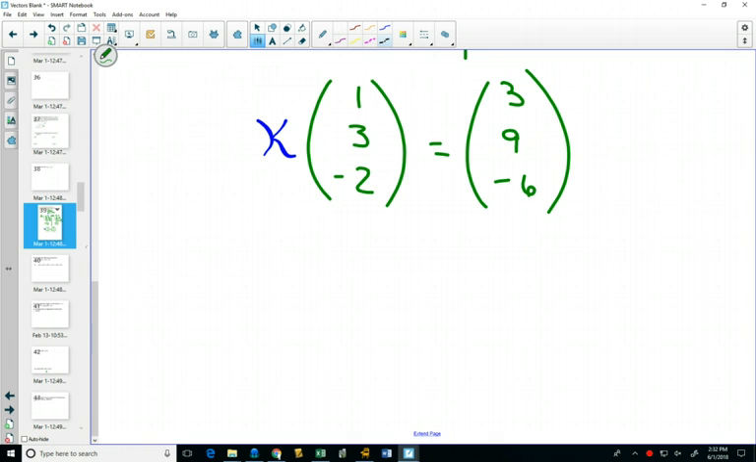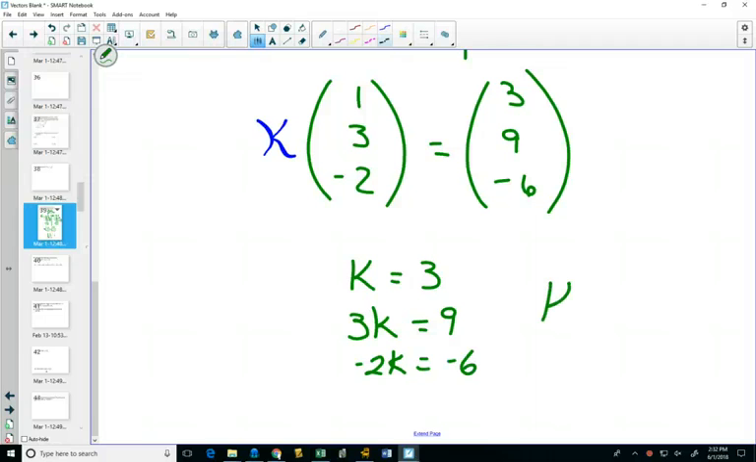So this creates 3 mini equations. One equation is k equals 3, another equation is 3k equals 9, and the third equation would be negative 2k equals negative 6. And as you've noticed already, k equals 3 works for all 3 of those equations.